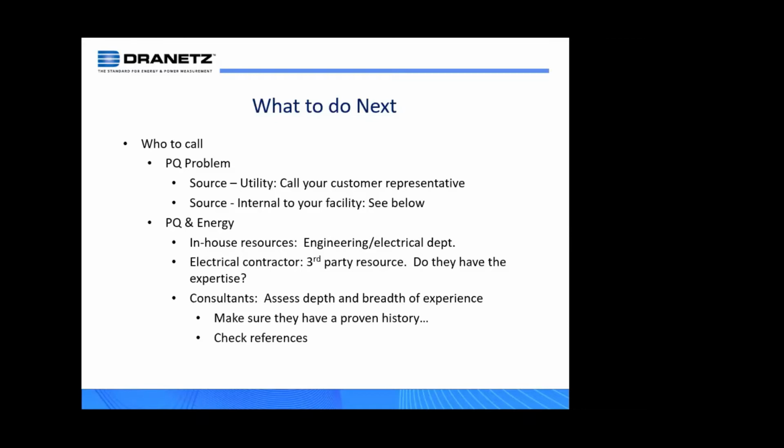And so now the question is how valid is that third party? Because with today's instrumentation and today's software, they make it so easy to go out and collect data and generate a professional looking report without the user having virtually any experience in this area. And so the recommendation here, if you're going to contract a third-party resource, make sure they have a proven history, check references and things of that nature. That would be my recommendation in that regard.